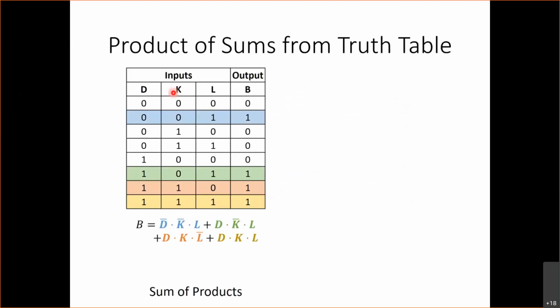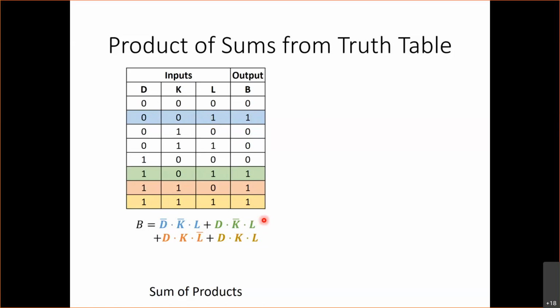Before, we had this table over here, and what we did is we extracted a sum of products representation of this table by taking every output where we have a 1 and putting the corresponding term for this output. Here, for example, we had a 1 for this row. Here D was 0, K is 0, and L is 1. So we put not D, not K, and L to represent this output over here.